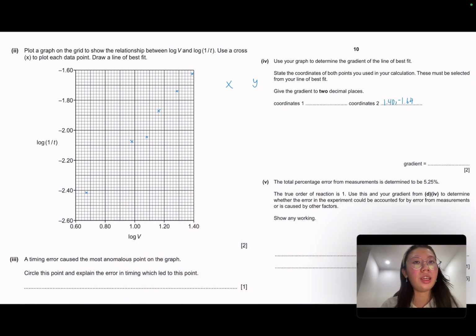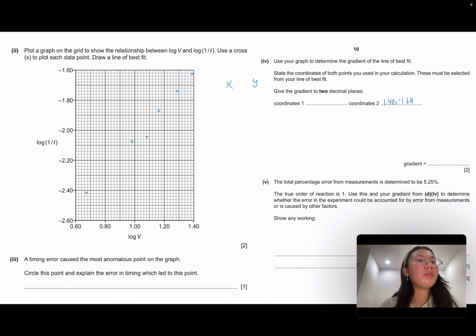Alright, okay. Plot a graph on the grid to show the relationship between log v and log 1 over t. Use a cross x to plot each data point. Draw a line of best fit. As you can see, I tried plotting some points, but it's not complete. It's because I was using Keynote and it's impossible to draw the line of best fit. So yeah, I will fix this later on.